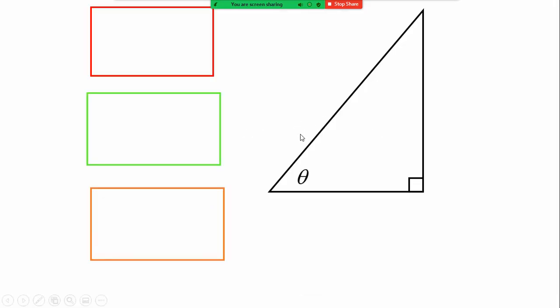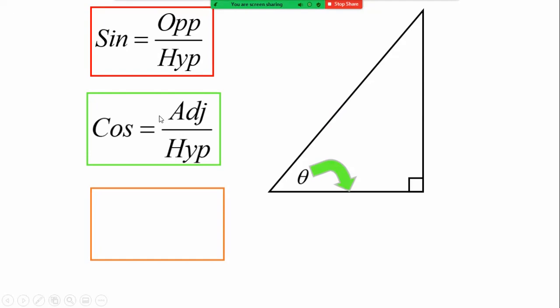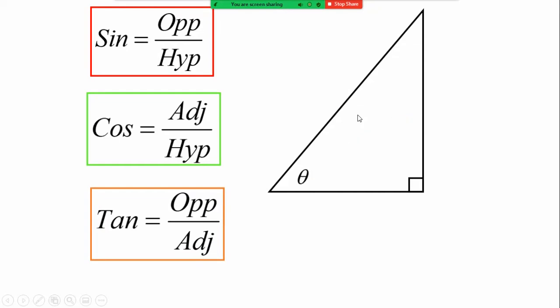All right, now let's get into some trig. In trig, there's sine, which is the opposite over the hypotenuse, cosine, which is the adjacent over the hypotenuse, and tangent, which is the opposite over the adjacent.